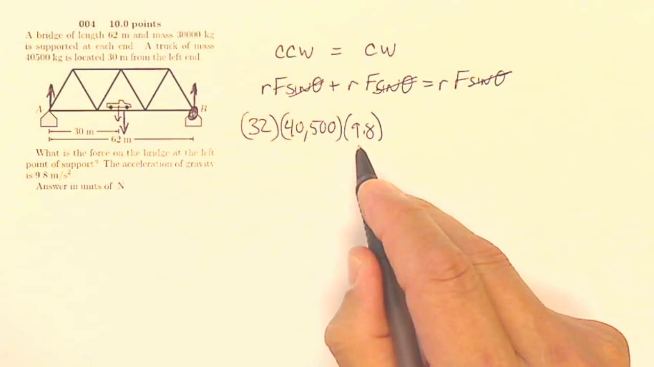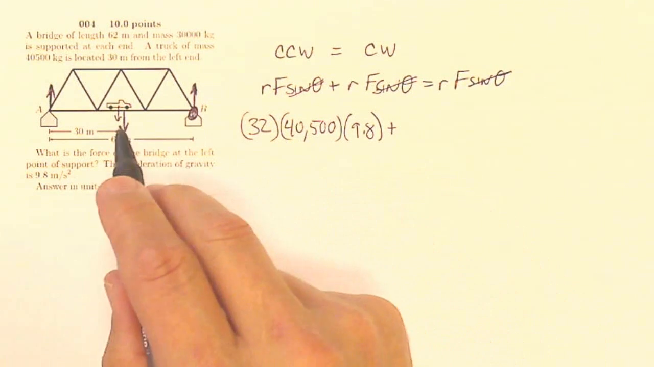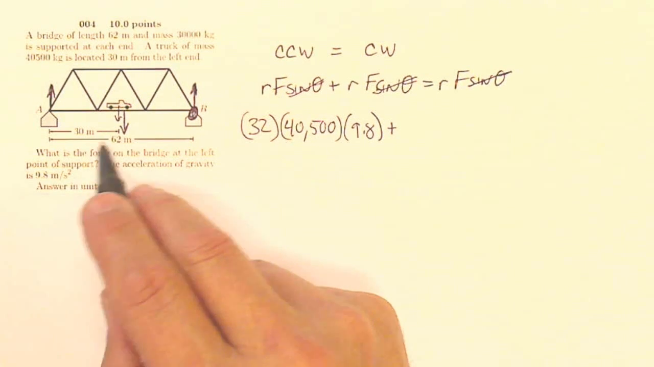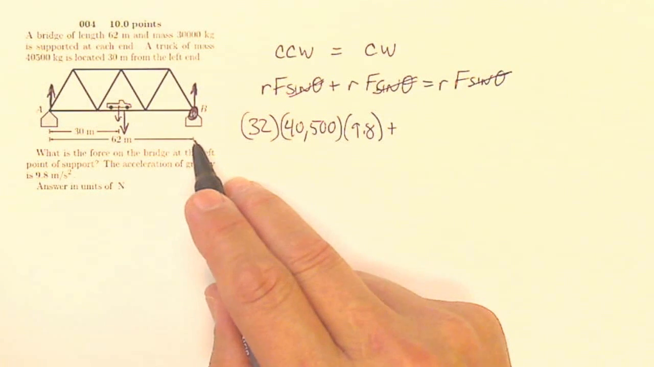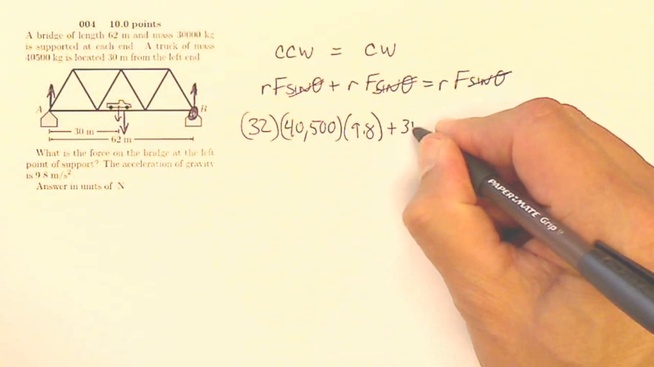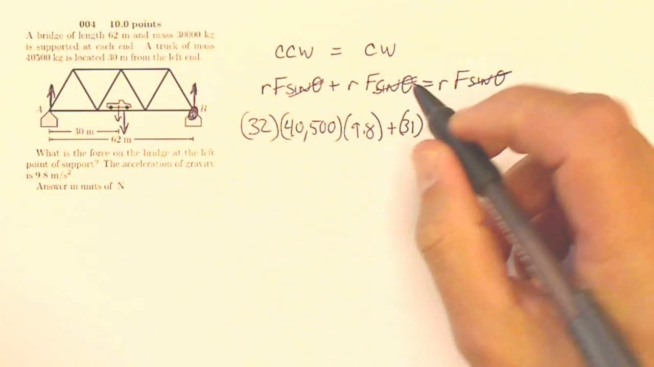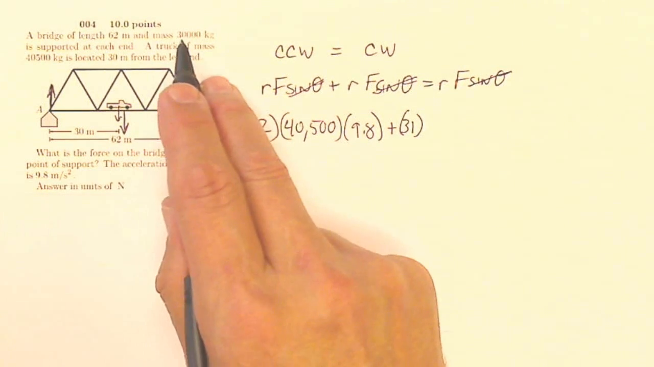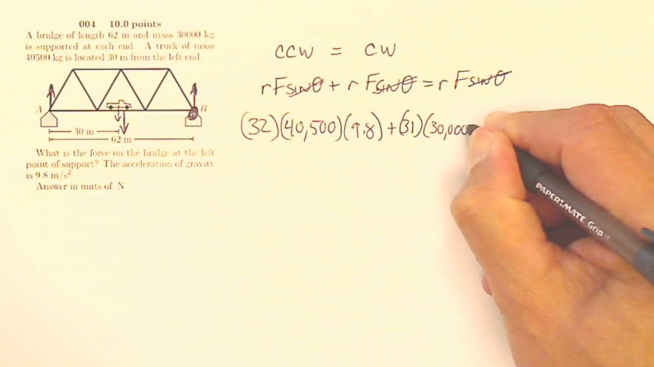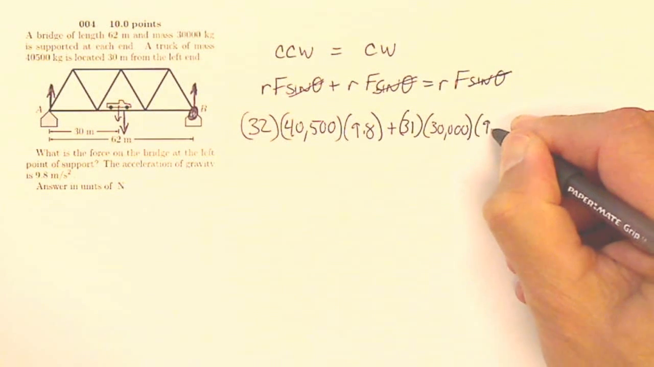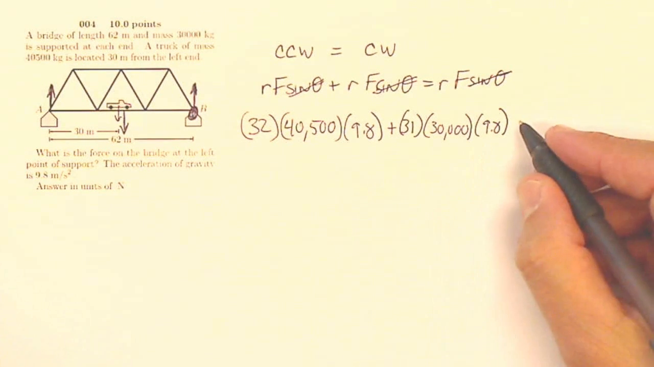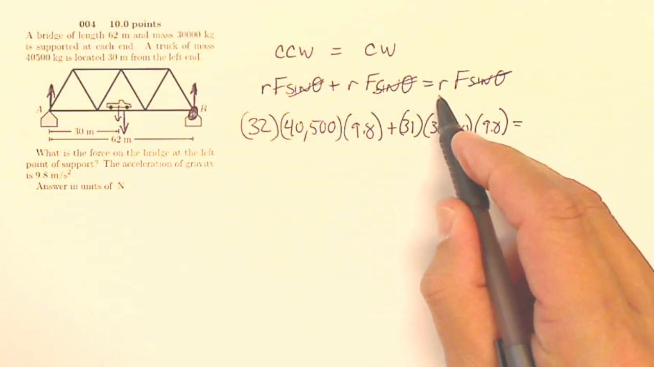So there's my truck. Now I need the bridge. Well, I'm going to put the whole mass of the bridge at the center of the bridge, and that's what I can do with this. So if I have a 62-meter long bridge, I'm going to say that all the mass is located at 31 meters. So that's going to be 31 meters. The mass of the bridge is 30,000 kilograms, so that's going to be 30,000. And then I'm going to need my gravity of 9.8 acceleration. So there's my mass times gravity, so that gives me a force. And that's going to all equal rF.